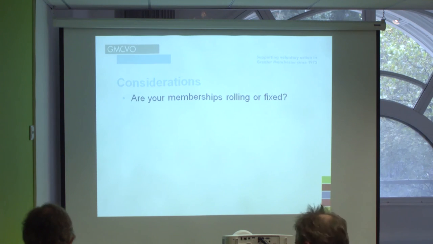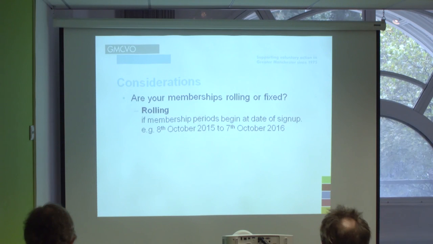So the considerations for setting up your memberships within Civi are, firstly, are they fixed or are they rolling? Rolling is if your membership starts on the date that you sign up, and then it lasts for a period which is defined within the membership type. So this one here is a 1 year membership, and it started on the 8th of October, which is today, and it'll expire next year on the 7th.